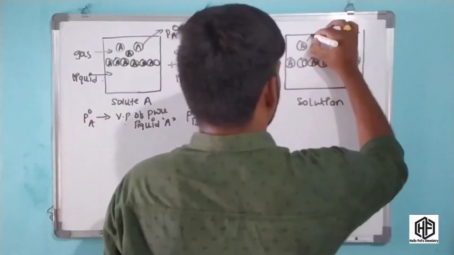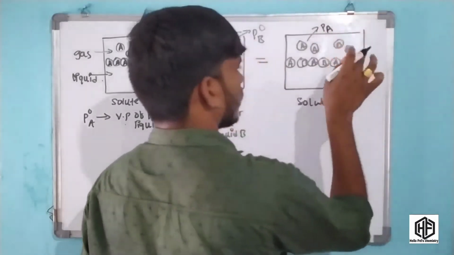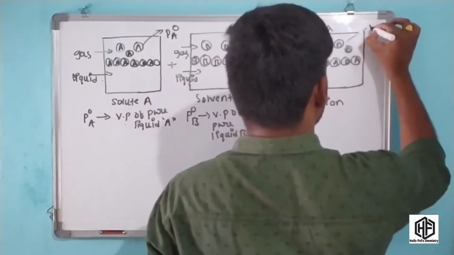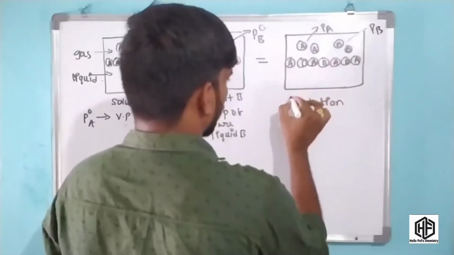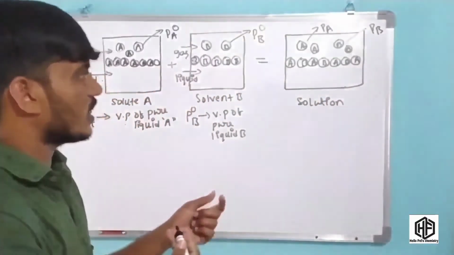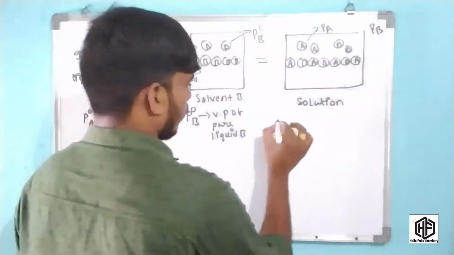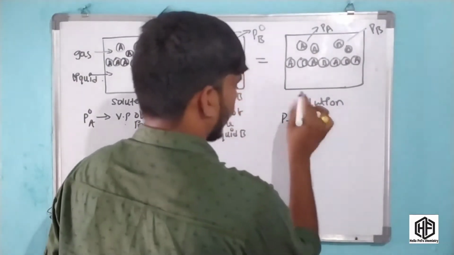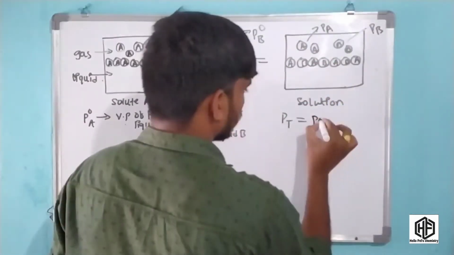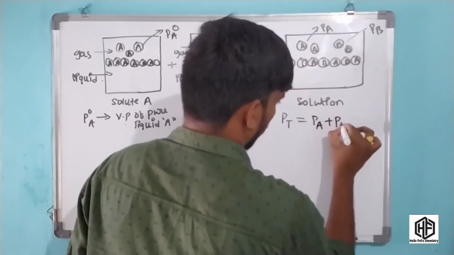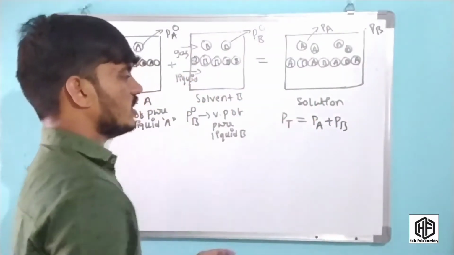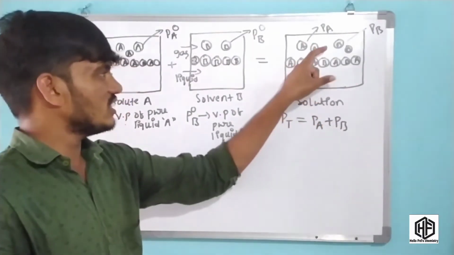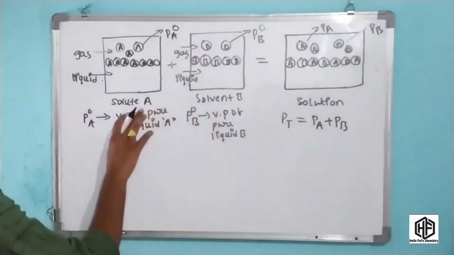Now this pressure is called partial pressure. This PA is called the partial pressure of A, and this is the partial pressure of B. Now the total pressure of this solution, according to Dalton's law, says that the total pressure PT is equal to the sum over all components, that is PA plus PB. Okay, friends, the total pressure of the solution is equal to the partial pressure PA plus the partial pressure PB.